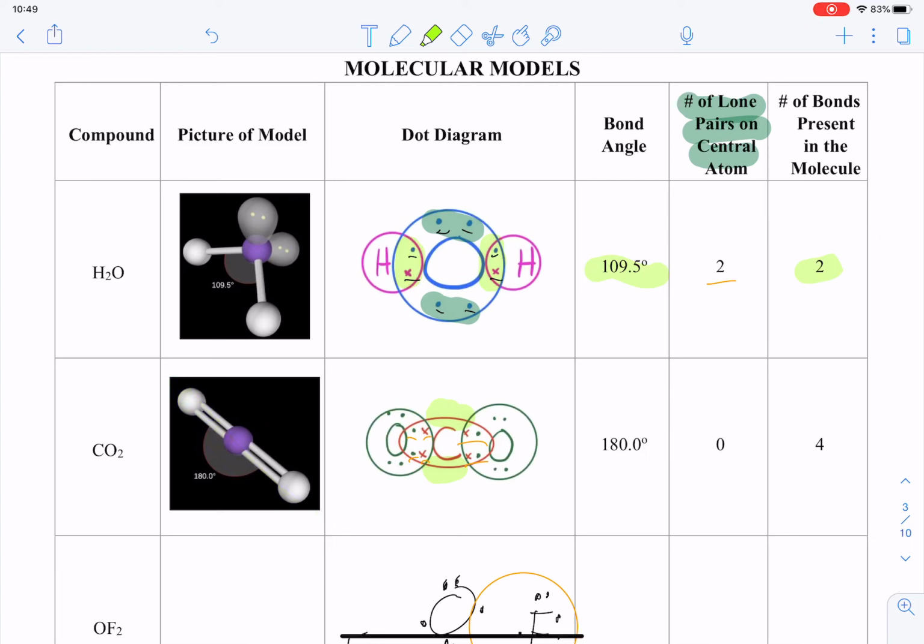So start by drawing the dot diagrams for each one. That'll help you answer the lone pair column as well as the number of bonds present column. And then you're going to create that in the simulation to get the picture as well as the bond angle. If you have any questions, please let me know. Hope this was helpful.